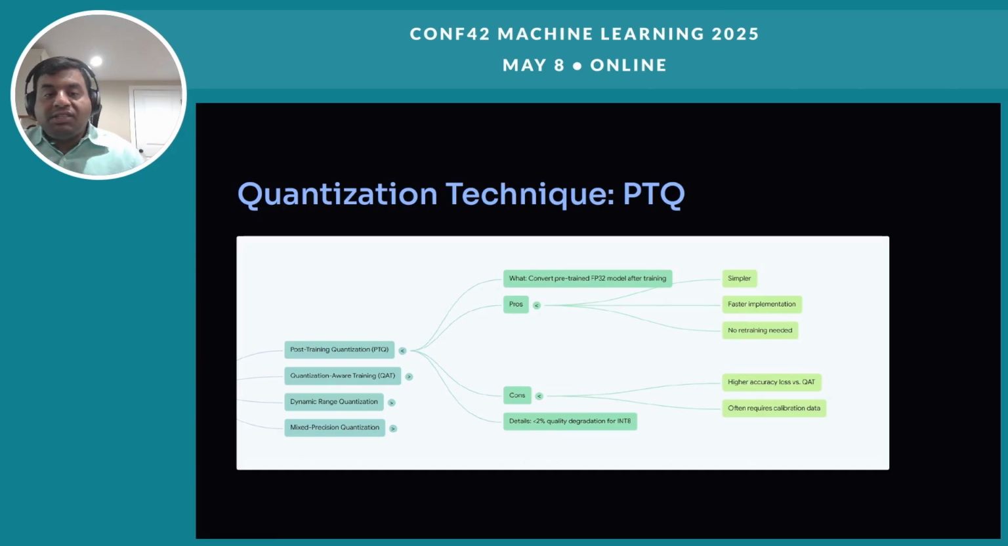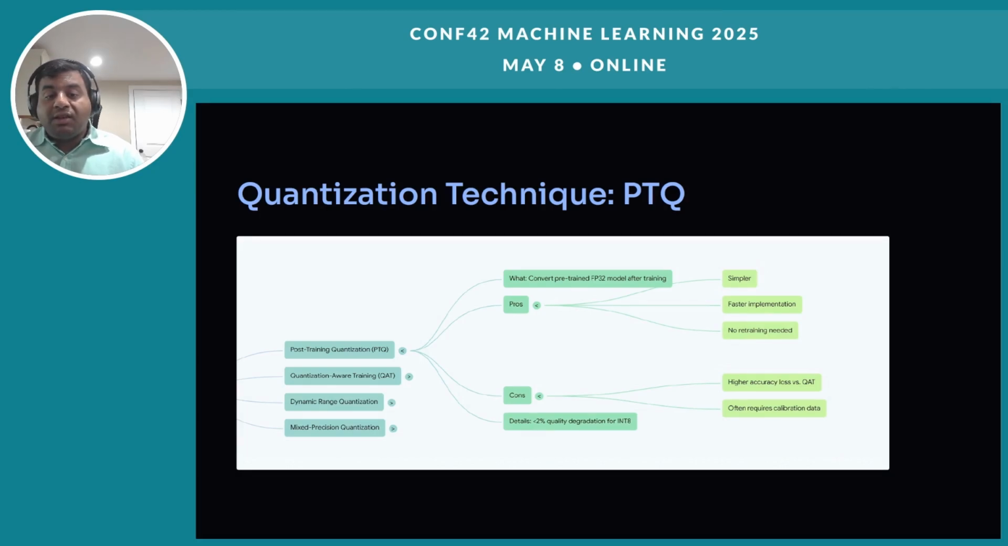Let's talk about the quantization technique, PTQ. Diving deeper into it, what is it? Converting a pre-trained FP32 model after training is complete. Pros: it's simpler and faster to implement because we don't need to modify the training pipeline. No retraining is needed. Cons: it generally leads to higher accuracy loss compared to QAT, especially when going to a very low precision like integer 4.